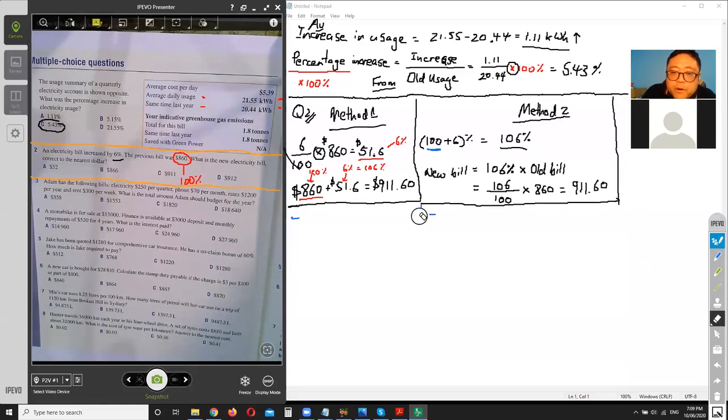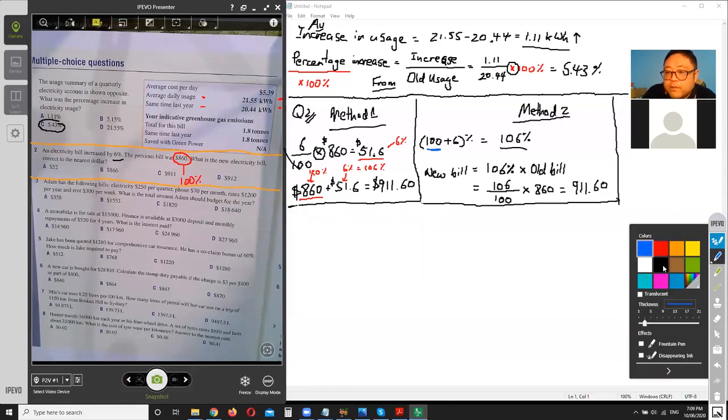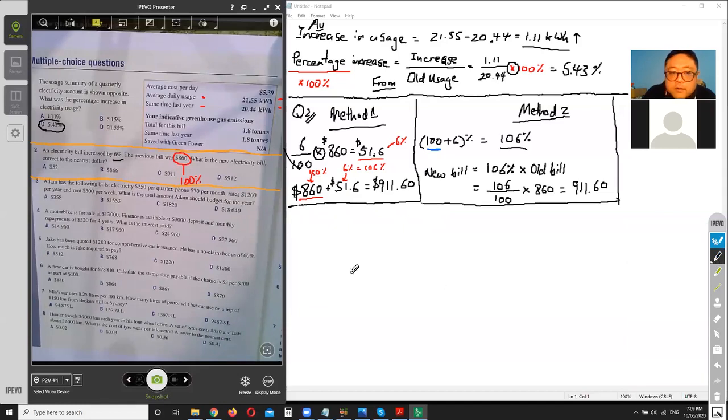I'd probably be aware of both, just so that you can be aware that if one method's not working out for you, you can use the other one. Yeah. Cool. Let's have a look at another one.